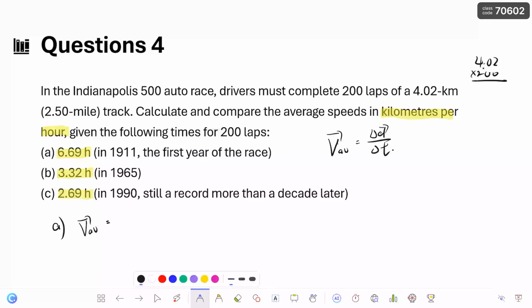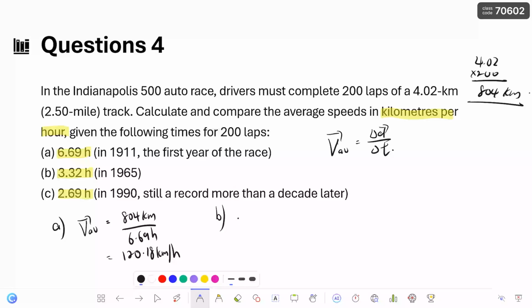4.02 times 200, so the answer should be 804 km. So in this competition, all the drivers must complete 804 km. Then we are able to find the speed. So 804 km divided by 6.69 hour. So the answer should be 120.18 km per hour. So these are the average speed.